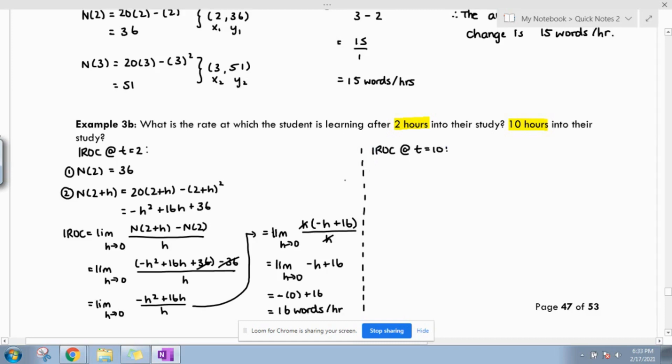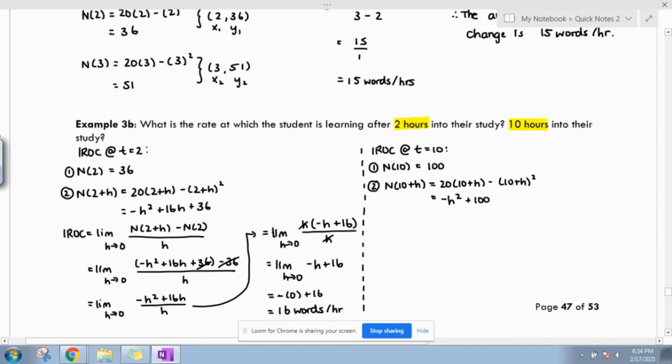So again, we're still looking for the slope of our tangent. So I'm going to start off by first evaluating n at 10. If you plug in 10 for t into your equation, you're going to get 100. And then, remember our second step, we want to create our second point. So our second point is going to be created by 10 plus h. If I plug it into my equation, I'm going to get the following. And then if I simplify, I'm going to get negative h squared plus 100.